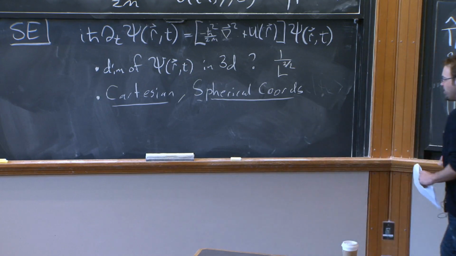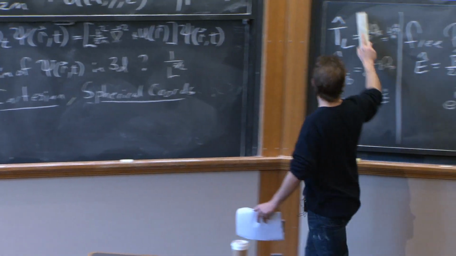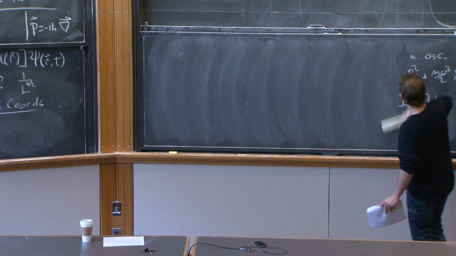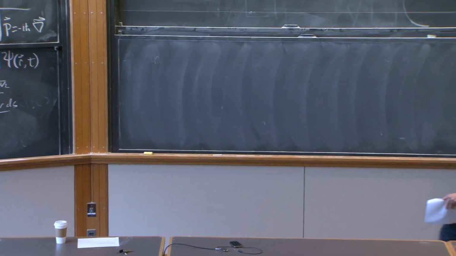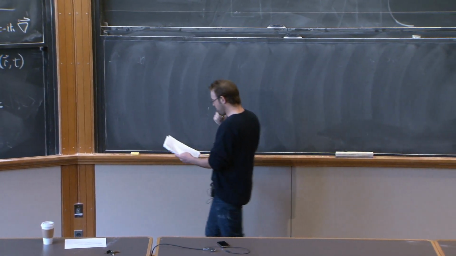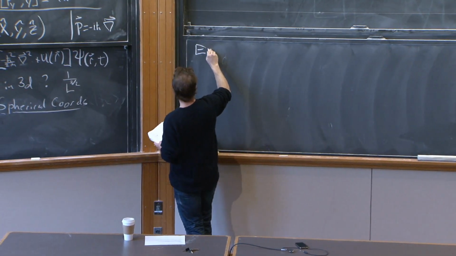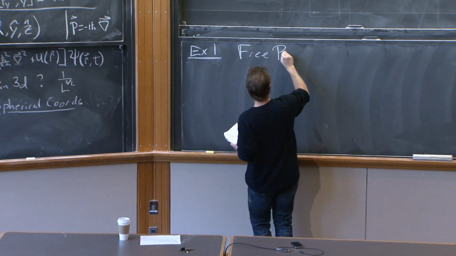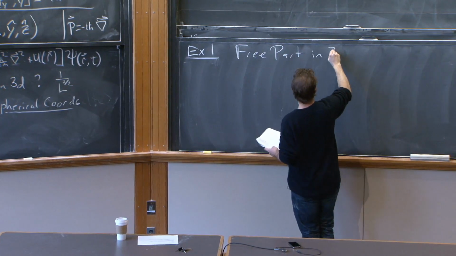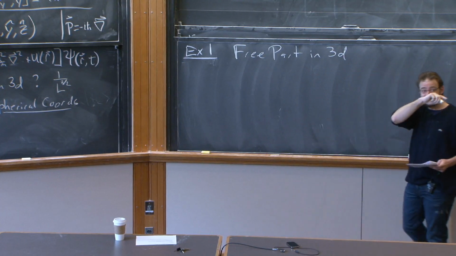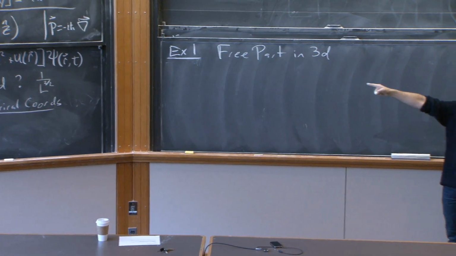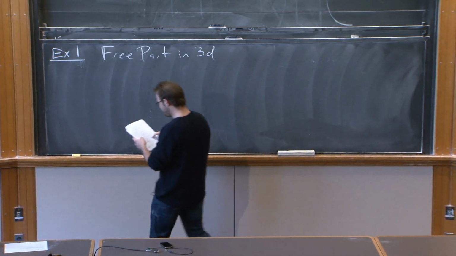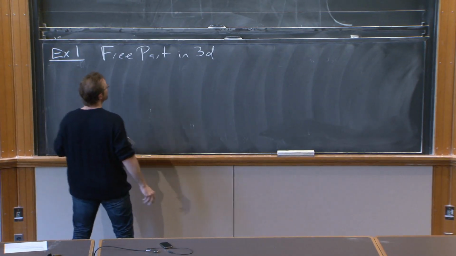So let's work out a couple of examples. And here all we're going to do is apply exactly the same logic that we've seen over and over in 1D to our 3D problems. So the first example is a free particle in 3D. Before I get started on this, any questions? Just in general 3D questions. Okay. So this stuff starts off easy. And I'm going to work in Cartesian coordinates.